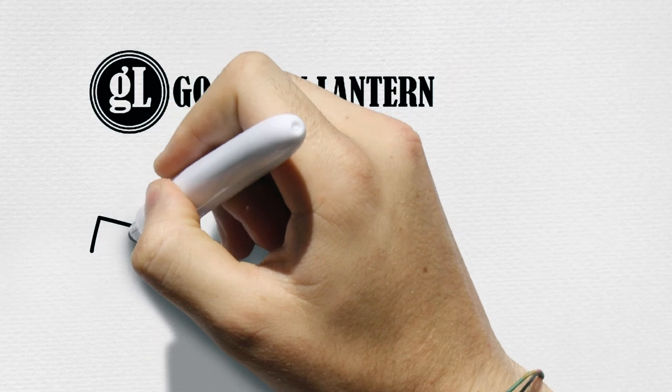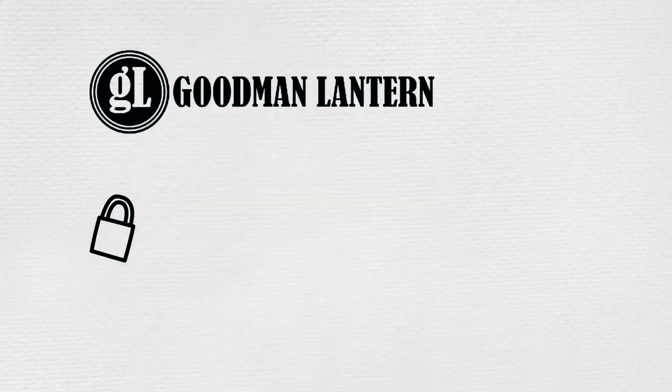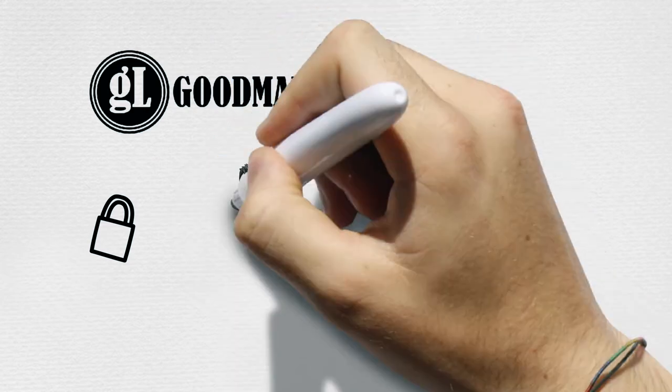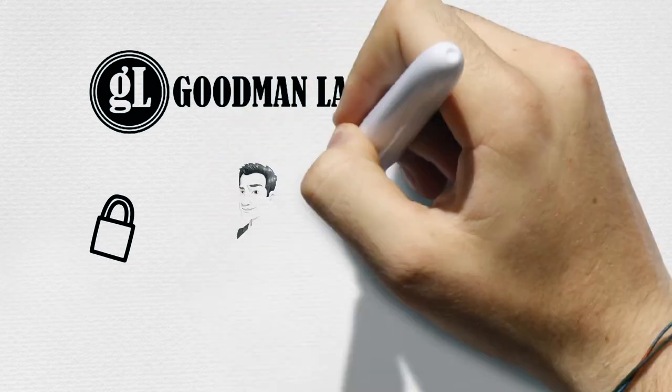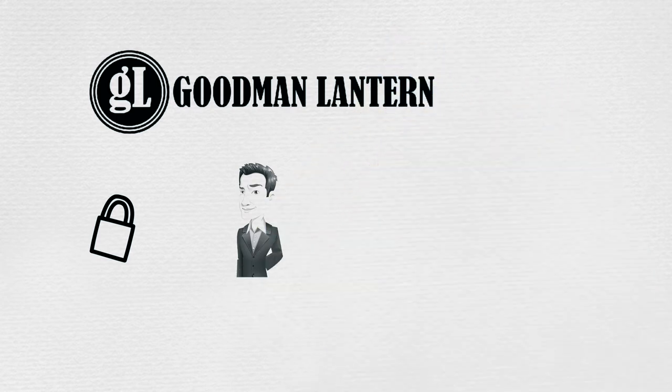Firstly, I signed up on the website and bought a fixed price package so I can control my monthly expenses. Secondly, Goodman Lantern assigned me my own personal analyst, John, who is my single point of contact. John is able to get all my requirements sorted.